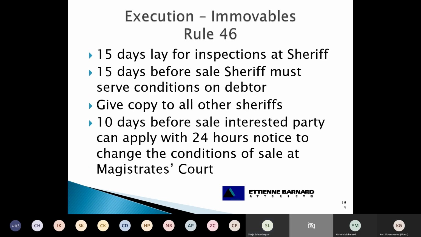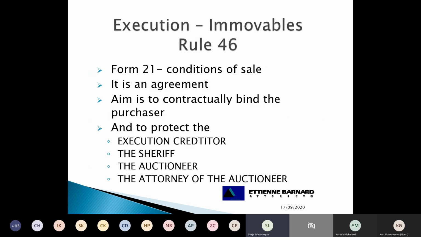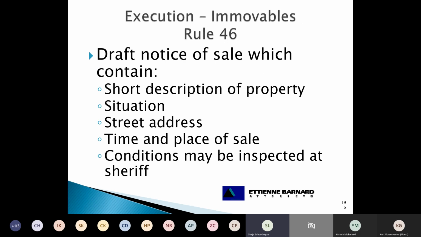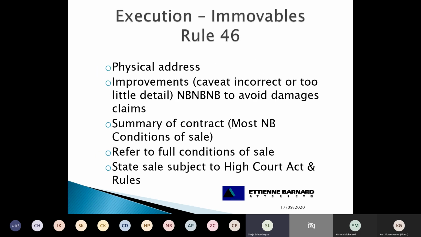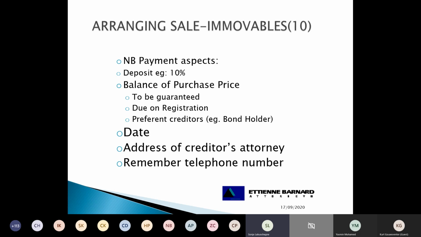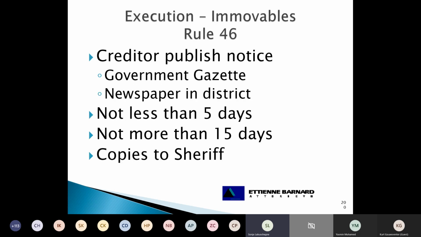What I want to get to, I made a little timeline, because if we do go through this, we'll all die of boredom. Please read it. Please, again, on the inside of your file, do your dates. You get a date from the sheriff of when the sale is, and then work back to when you must do your conditions, when you must advertise.